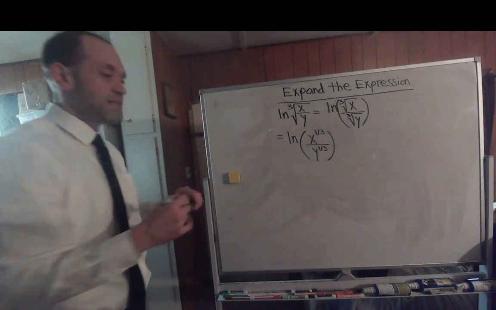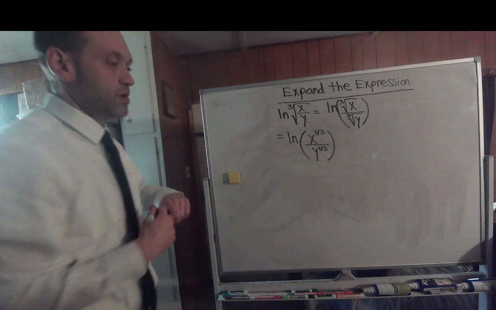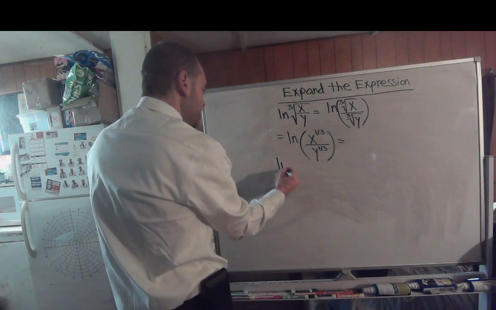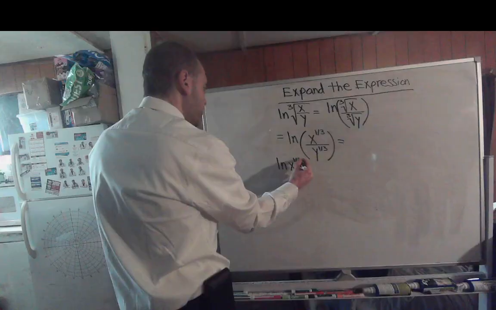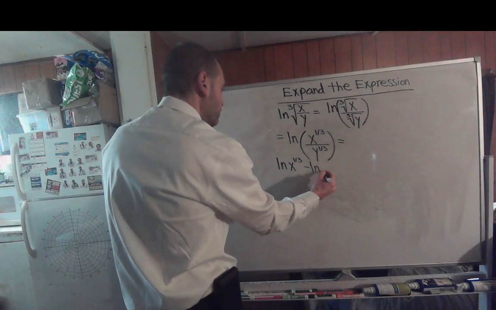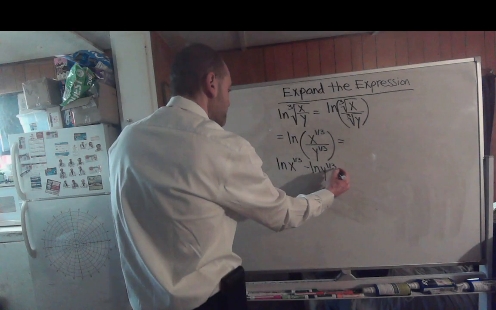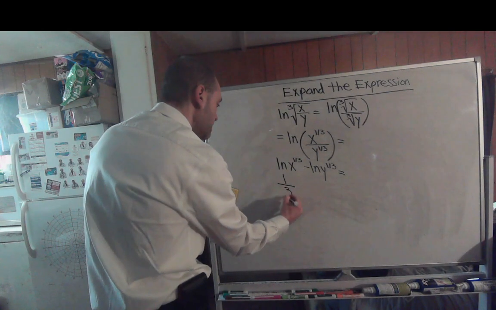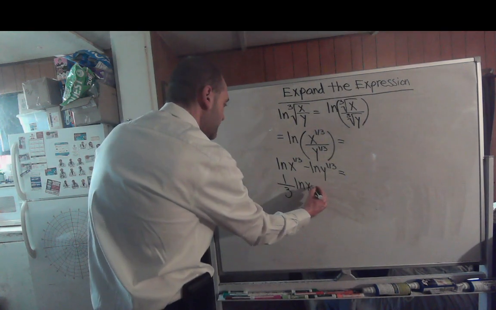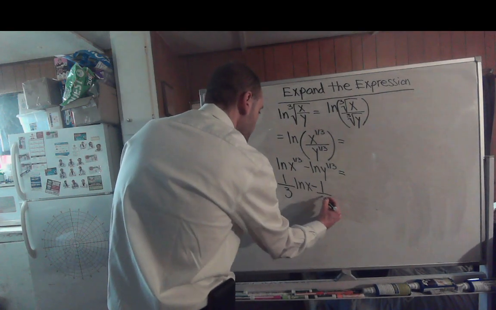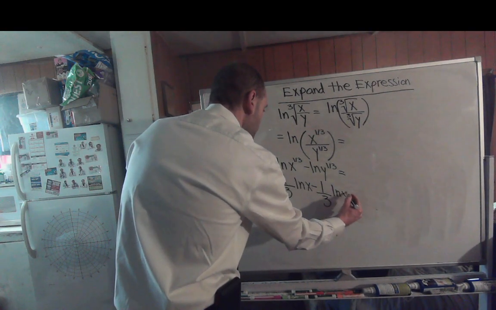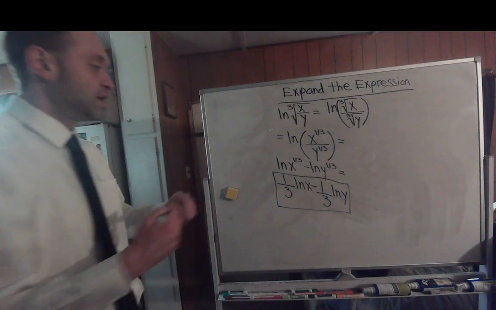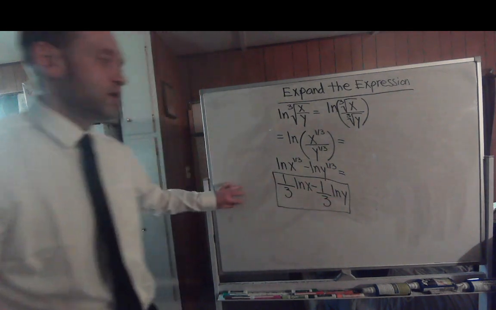Now we've truly got this as a quotient rule with logarithms, which means the difference of two logs. So this would become the natural log of x to the 1/3 minus the natural log of y to the 1/3, which now you have a power rule. This would turn into 1/3 times the natural log of x minus 1/3 times the natural log of y. And that would be the best we could do.